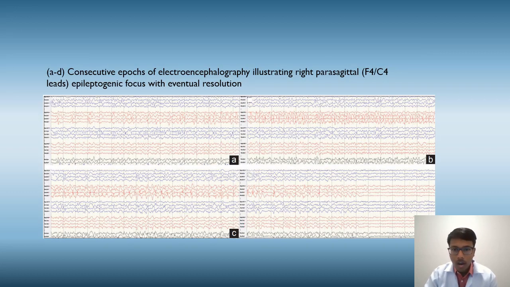Here in the F4 and C4 leads, F indicating frontal and C indicating central, and the 4 being an even number, it shows that the epileptogenic focus is present in the right cortical hemisphere.